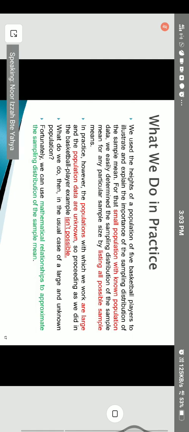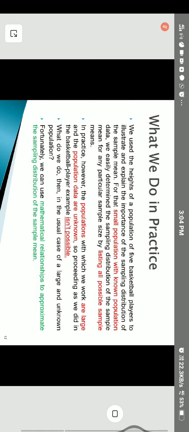the populations we work with are large. For example, if you look at Malaysia now, if you have one cluster, for example, in Selangor, just imagine you have 10,000 clusters, then you have to do testing. Say you are not satisfied, you say, oh, cannot get the cluster here, factory workers, do everyone who lives in Selangor. So you imagine, that's why you see we have clusters for the KKM. This is the reason, because the populations we work with are large and the population data are unknown. So proceeding as we did in the basketball player example isn't possible.